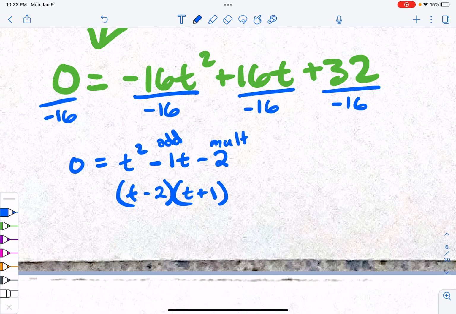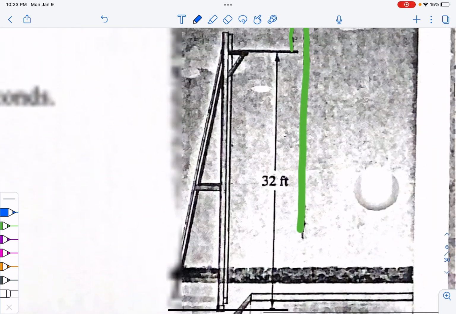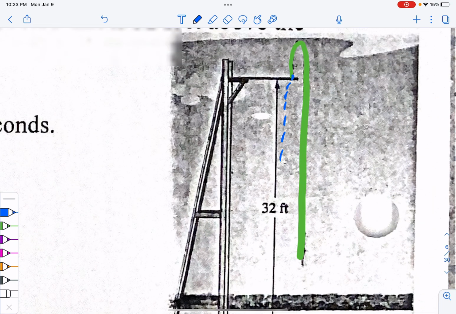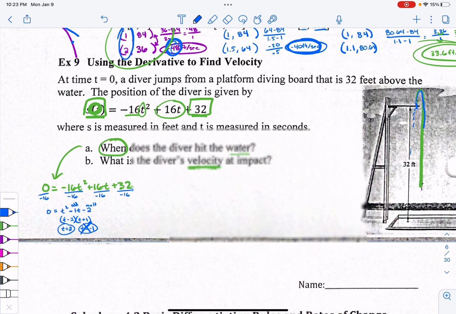When I set them equal to 0, my time will either be 2 seconds or my time will be negative 1 second, okay? Those are my two answers. Now, negative 1 cannot be a solution, right? Negative 1 seconds would be right here. This is at a time of 0, so he's going up, coming back down. This is at a time of 2 seconds, so at a time of 2 seconds is when he hits the water, okay?